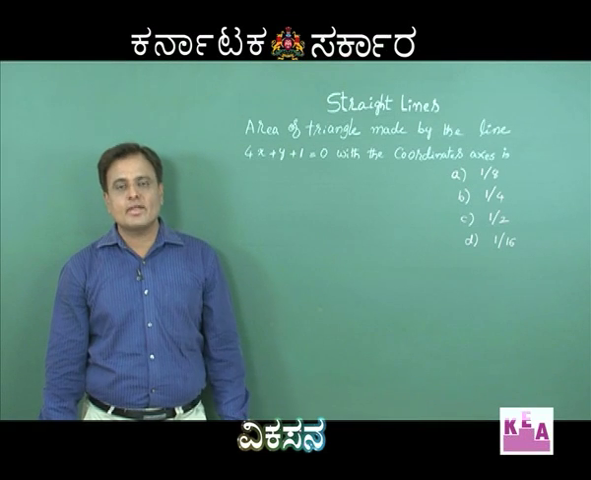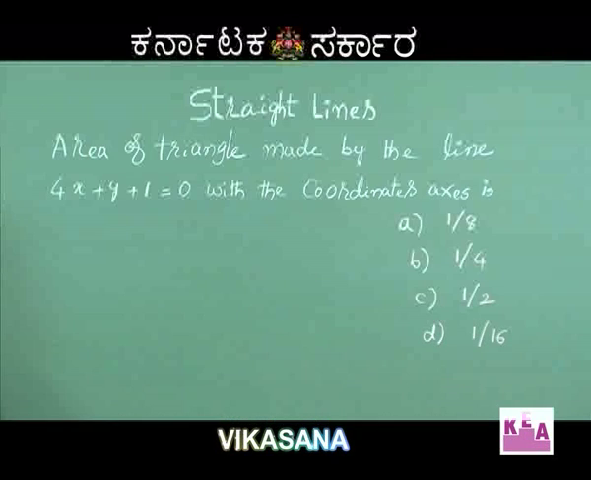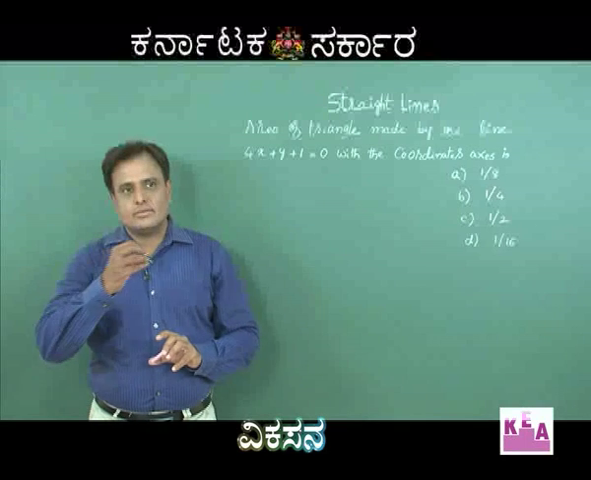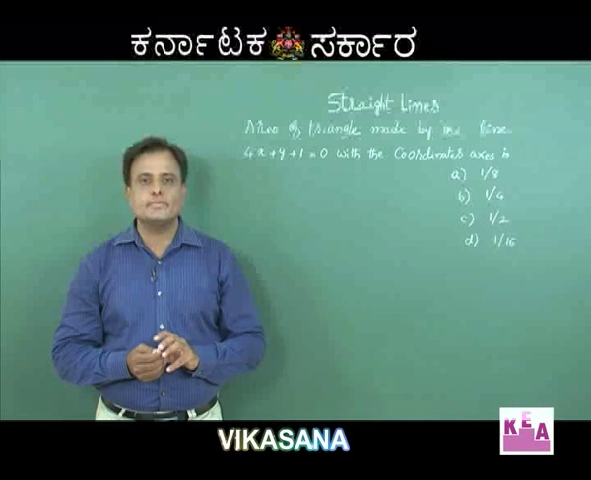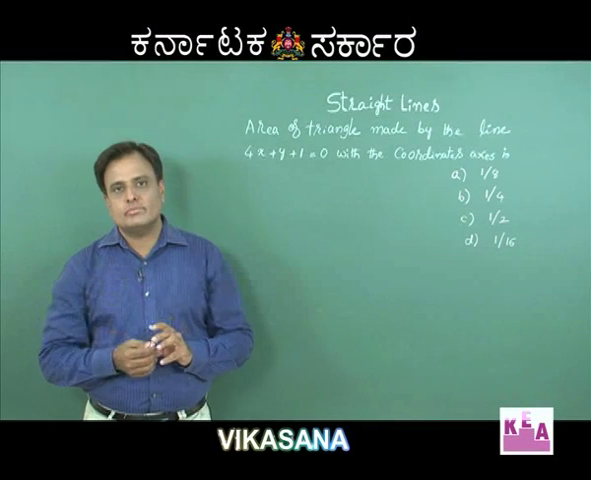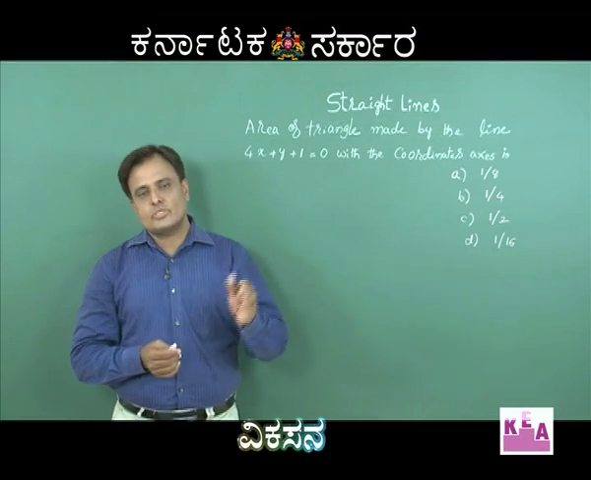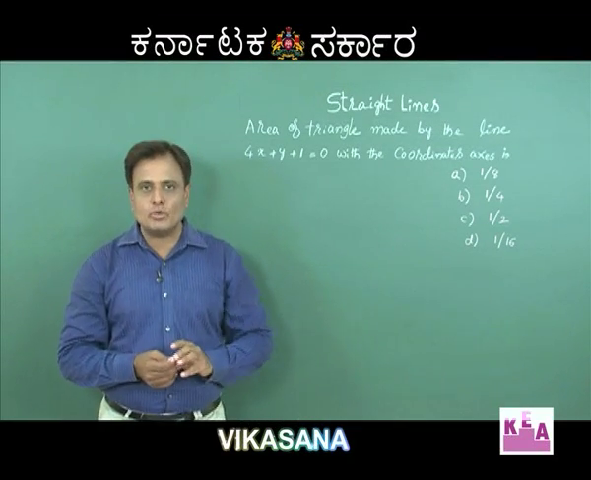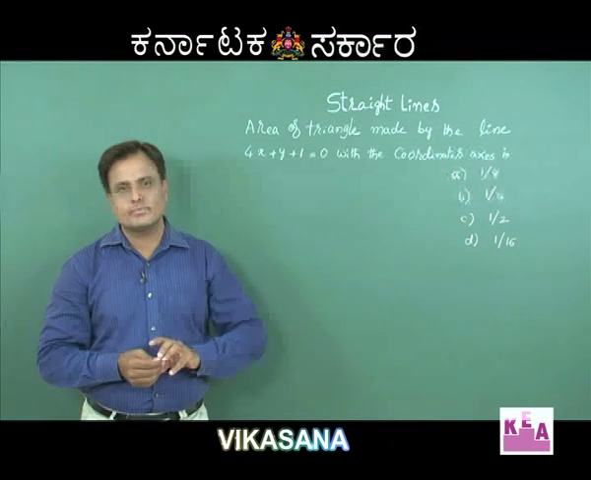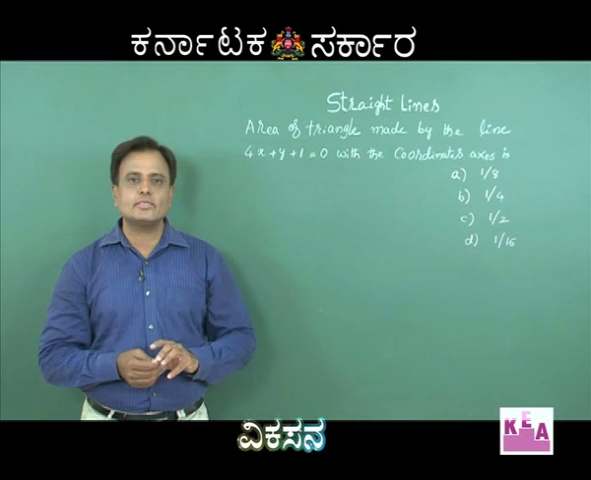Let us consider another example. The example is: area of the triangle made by the line 4x plus y plus 1 is equal to 0 with the coordinate axes is, options are A 1 by 8, option B 1 by 4, option C 1 by 2, option D 1 by 16. In the standard method, first we have to see where the straight line cuts the x-axis and y-axis. Afterwards, you have to find the base and height using the formula half of base into height. So again, it is also time-consuming.